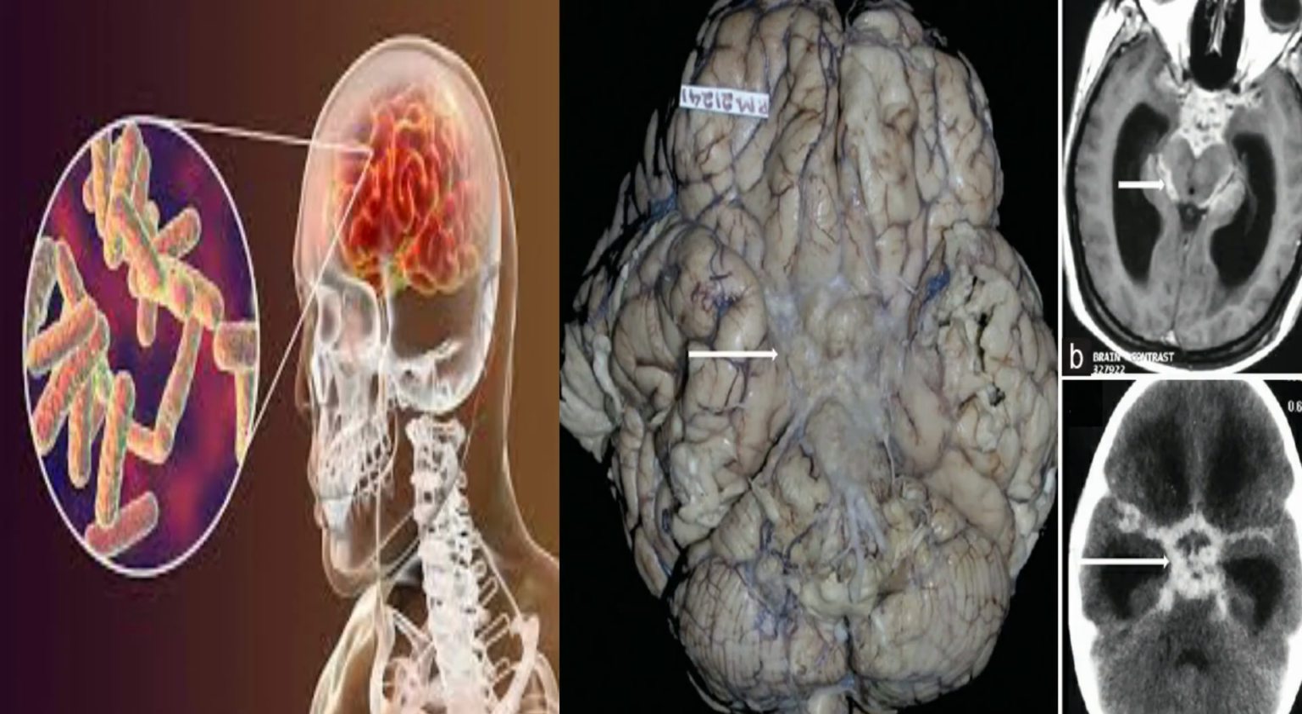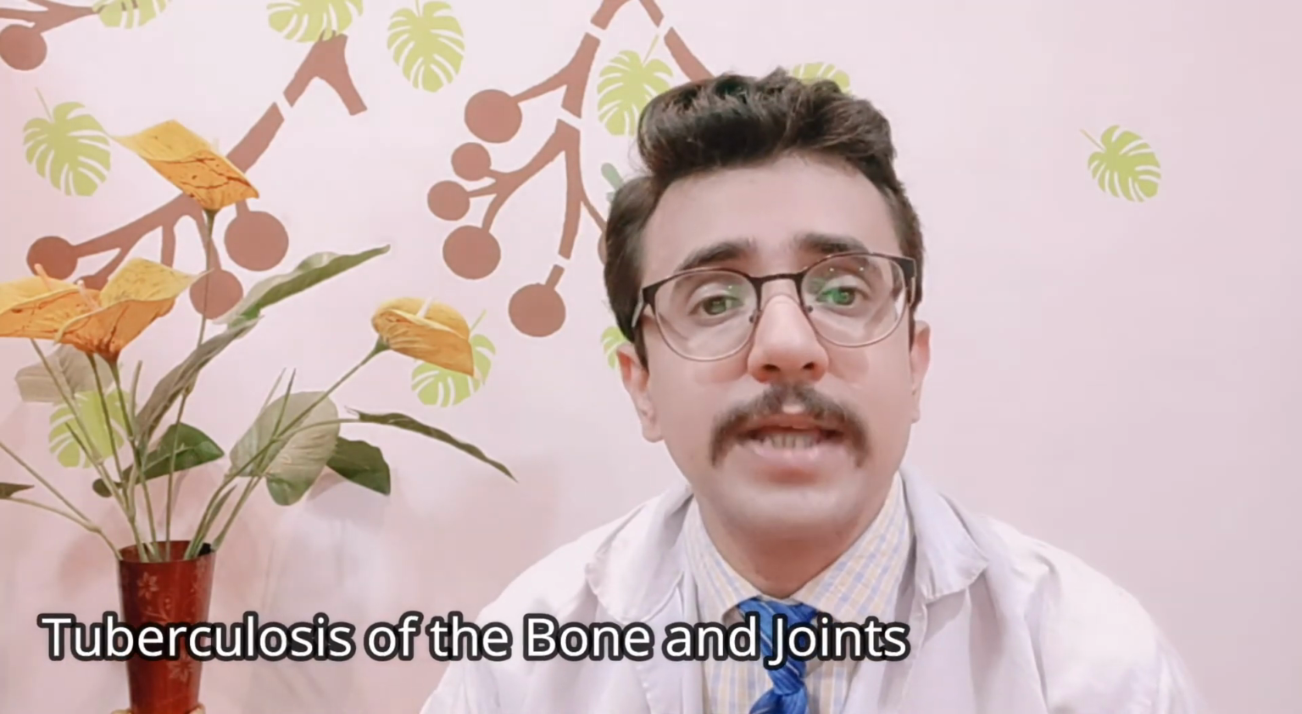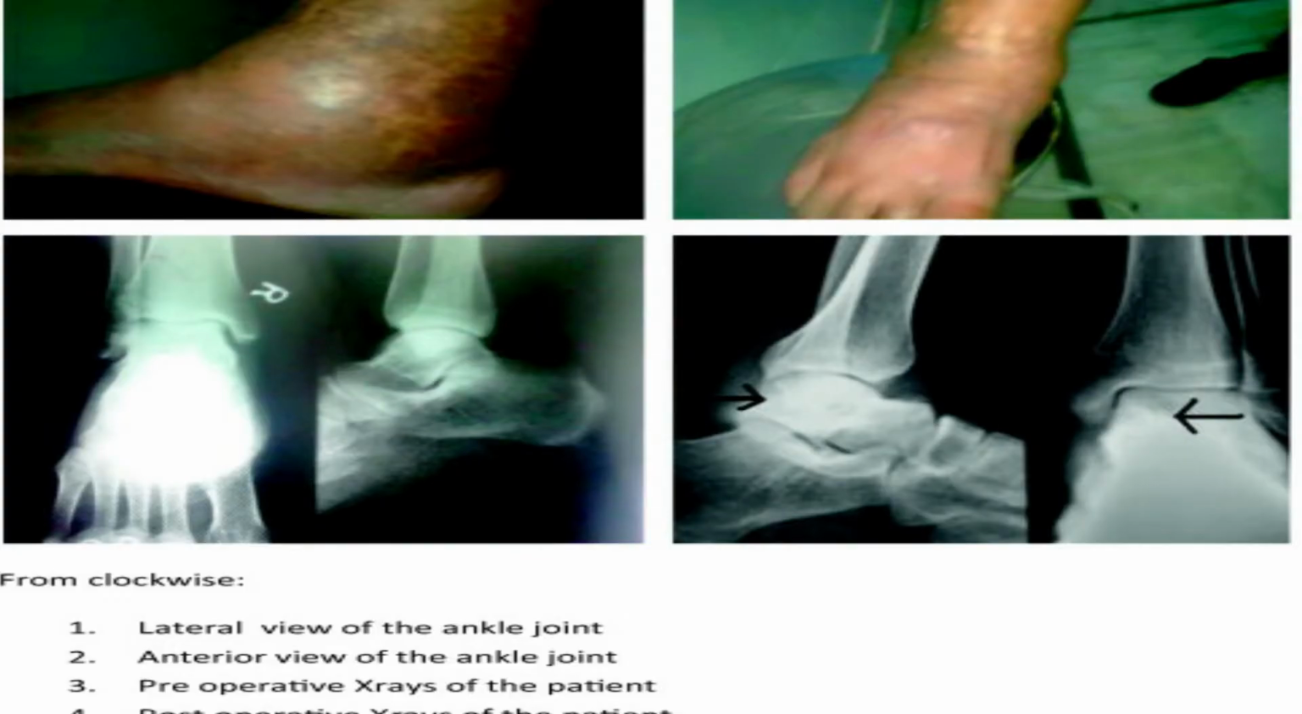Next, tuberculous meningitis. The brain and the spinal cord have 3 layers of tissue covering them. This is called meninges. Due to tuberculosis, inflammation of the meninges is called tubercular meningitis. Next, tuberculosis of bone and joints. Tuberculosis bacteria can cause infection to bones and joints anywhere in the body. Infection of joints may cause swelling and pain of joints, excessive accumulation of fluid with redness.